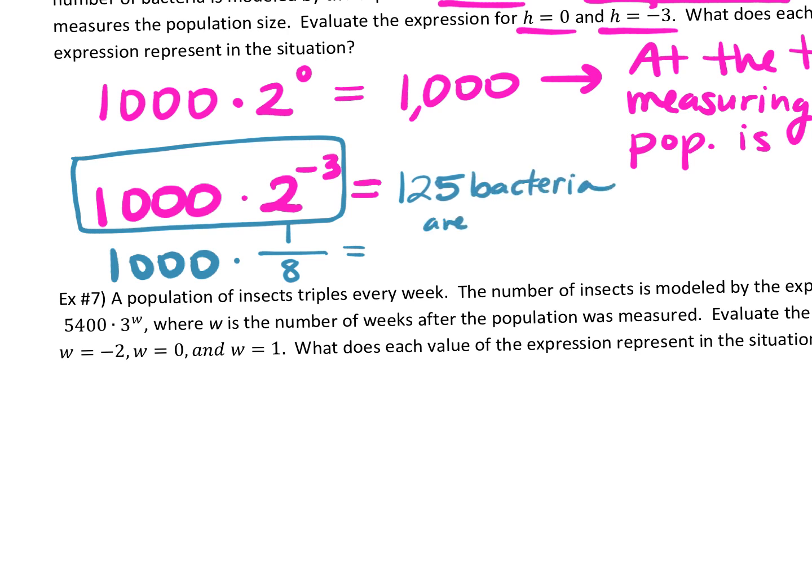are measured 3 hours before they start the experiment. Right? So this is 3 hours before hour 0. There were 125 bacteria. Does that make sense?